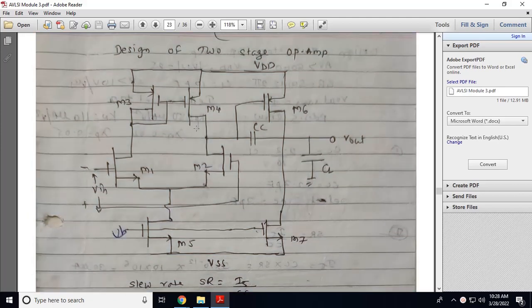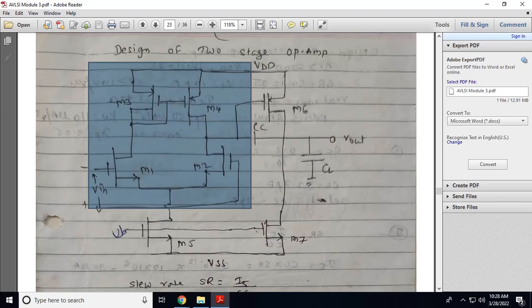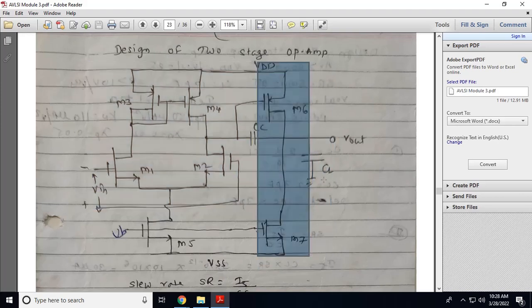So we will get the output of the first stage at the drain of transistor 2, which is connected to transistor 6, that is a common source amplifier. So the first stage is made up of transistors 1, 2, 3 and 4, and the second stage is made up of transistors 6 and 7. We will get the final output at this point. This is the capacitor which will decide the bandwidth of this amplifier.